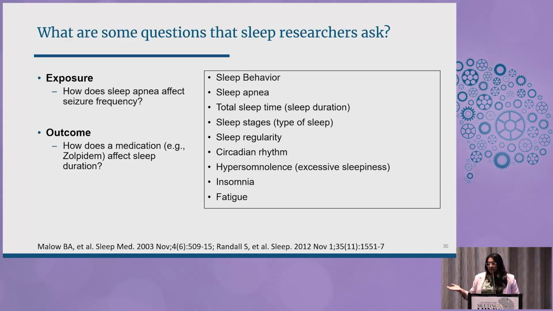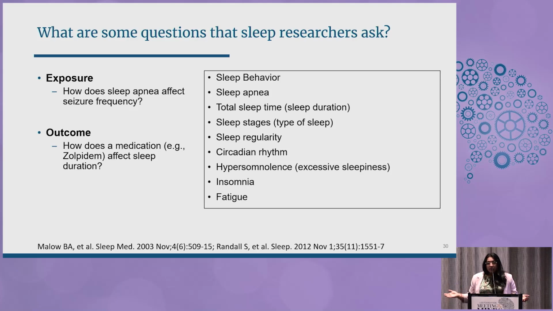And so some examples of things that either can cause an effect or be an effect are sleep behaviors, sleep apnea, total sleep time or sleep duration, sleep stages, so that's the type of sleep, whether that's REM sleep or non-REM sleep, sleep regularity, so how much do we sleep, when do we sleep, circadian rhythm, that's a measure of our body clock, hypersomnolence, which is if you're too sleepy at times that you shouldn't be sleepy, insomnia, which is the opposite, can you fall asleep, can you stay asleep, and fatigue, which is similar to sleepiness but not quite the same. It's a feeling of tiredness, but you don't actually feel like sleeping.